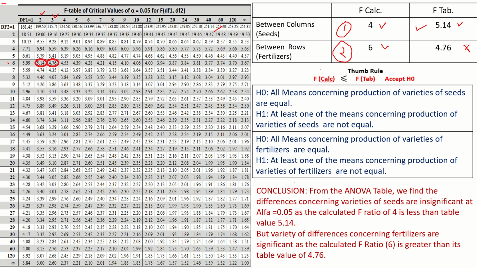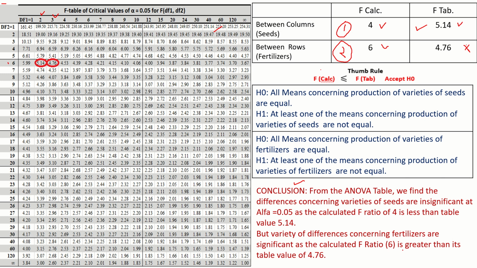So this is the conclusion. Suppose we have to write it in our research report, it has to be written like this: from the ANOVA table we find the differences concerning varieties of seeds are insignificant at alpha value 0.05, as the calculated F ratio of 4 is less than the table value. But the differences concerning fertilizers are significant, as the calculated F ratio 6 is greater than its table value. This is how we have to write in our research report.